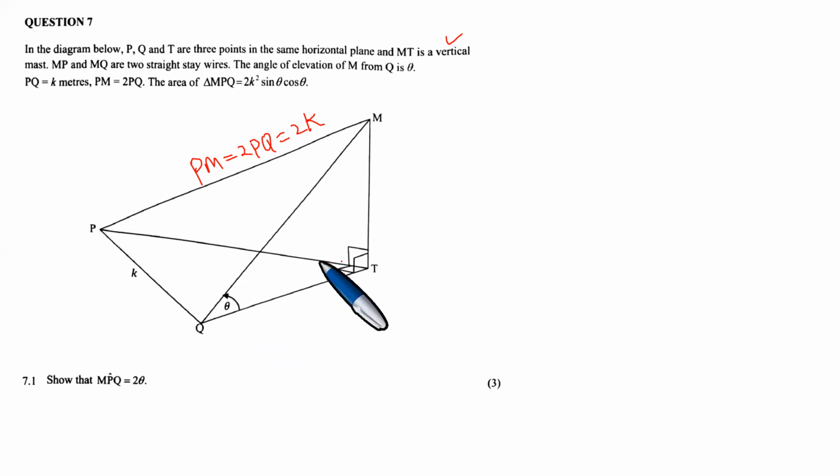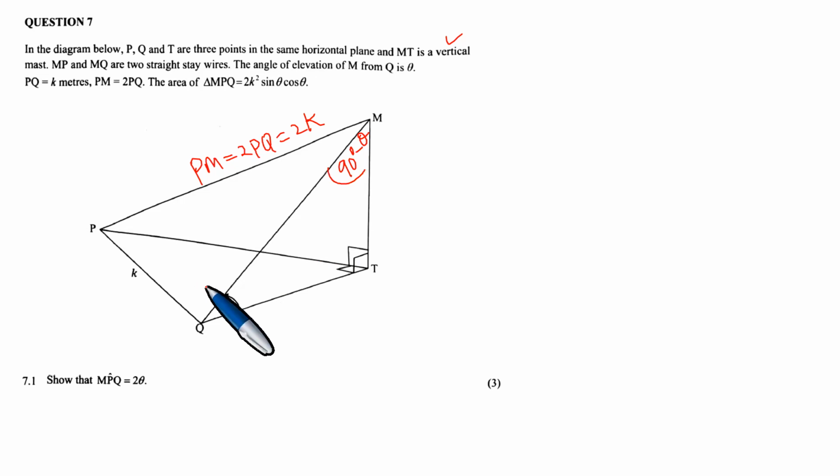This angle is theta, this one is 90 degrees. So in other words, this one is 90 degrees minus theta. Why is it 90 degrees minus theta? Because all the angles must add up to 180 degrees in the triangle here.